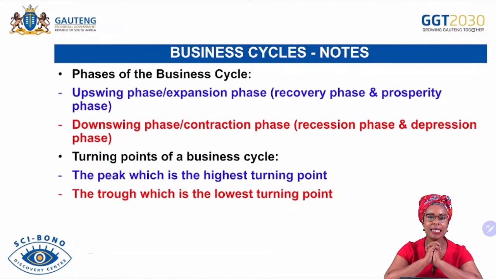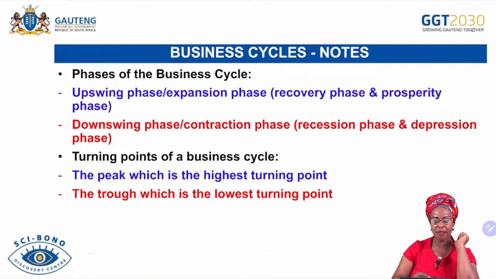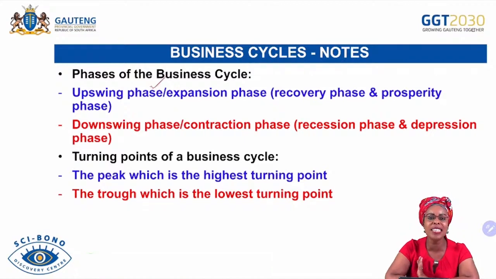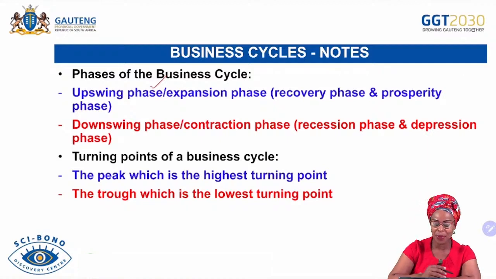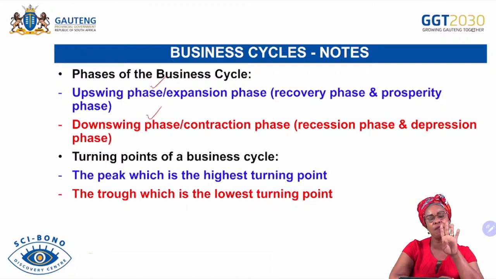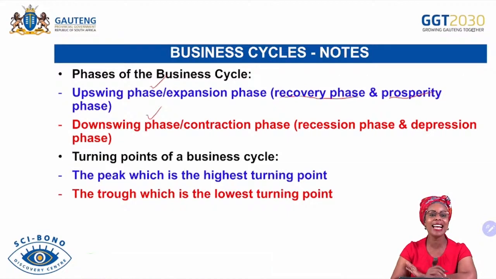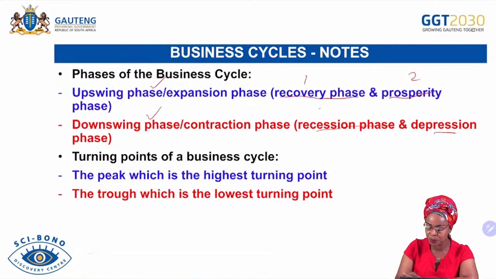First, let me start by introducing this lesson by saying that in a business cycle, there are phases. We have two phases. We have the upswing phase. If you don't want to call it an upswing phase, you will call it an expansion phase. The second phase is the downswing phase. If you don't want to call it a downswing phase, you'll call it a contraction phase. But someone can say, no, we have four phases of business cycles. Why? Because under the upswing phase, we have recovery and prosperity phases. And then under the downswing phase, we have the recession phase and depression phase. So if you count, it's 1, 2, 3, 4.